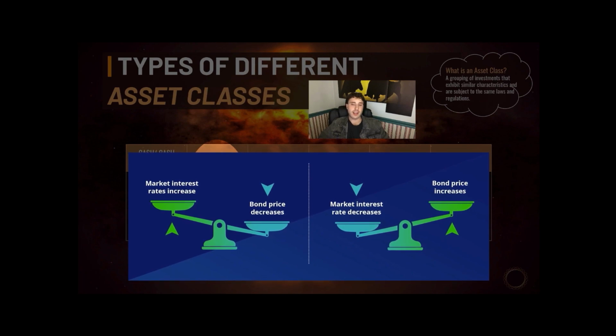When I was at Fidelity, they gave us an example of a seesaw. When rates go up, bond prices go down. Bonds have maturity dates. Think of them as just like loans. Loans have maturity dates, just like bonds, at which point the principal amount must be paid back in full or risk default.